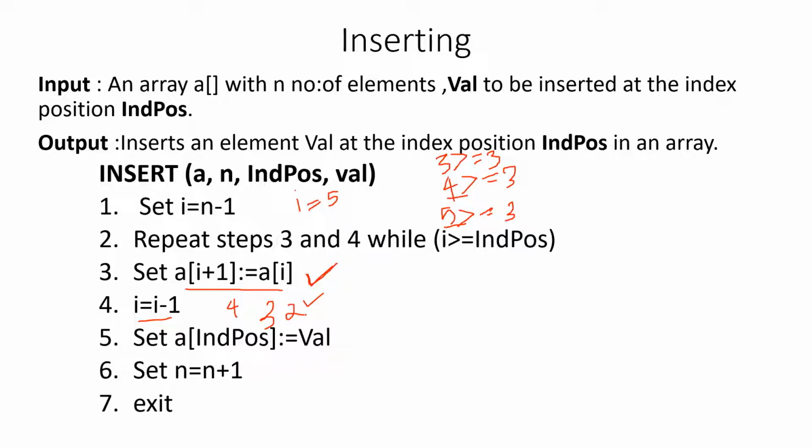Janani, can you tell me when the I value is 2? It will be again coming and checking the condition whether 2 is greater than or equal to 3. Janani, can you tell me what will happen in this condition? Condition will fail, ma'am. So to which step will it be going? Step 5. So it will be moving out of this while loop, and it will be setting a of index position equal to 1. That means the new value to be inserted will be inserted at this position where this condition is not satisfied.